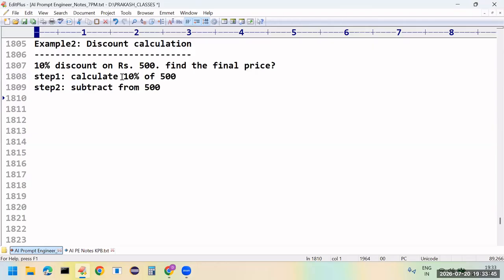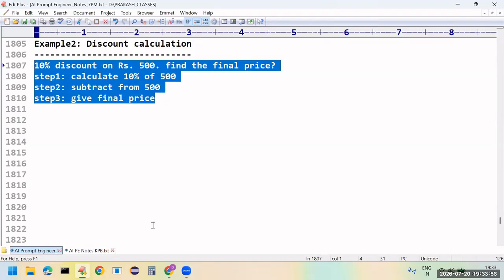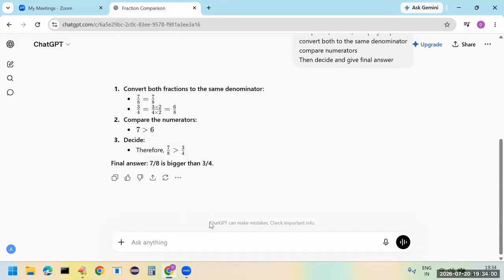So how much is 10% you are getting? Subtract from 500. What is step 3? Can you please give the final price for that? Like I am asking. Now let's see how my AI model is going to respond.